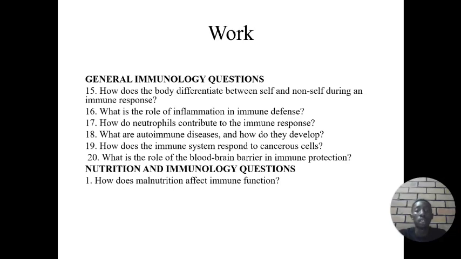Another is the contribution of neutrophils. Another is about autoimmune disease and how it develops. Another is about how the immune system responds to cancer cells, and the role of the blood-brain barrier in immune protection. And the last question is about nutrition and immunology: how malnutrition affects immune function.